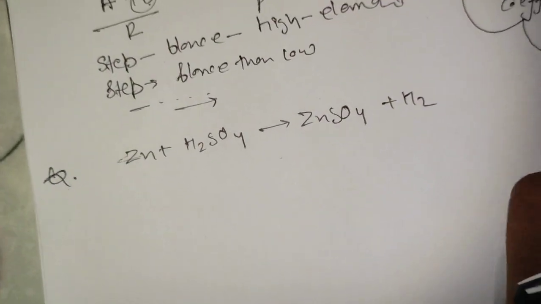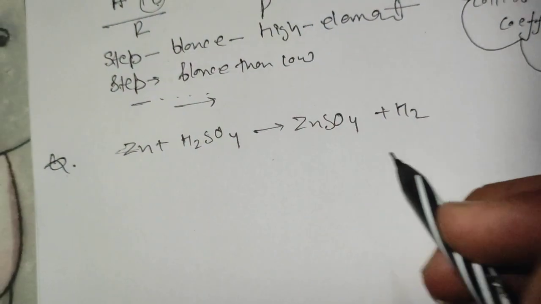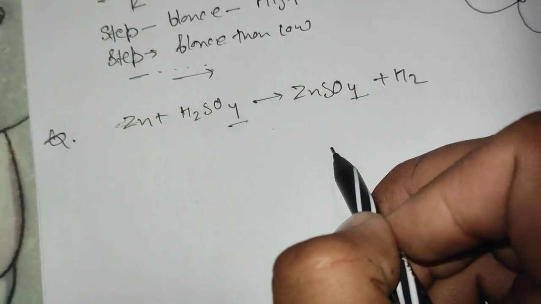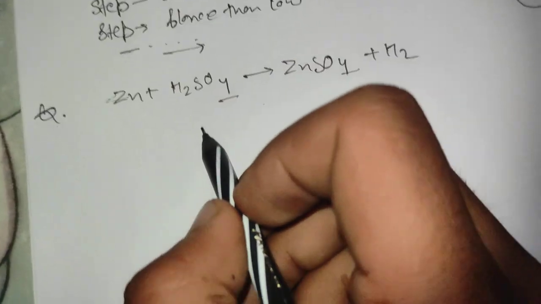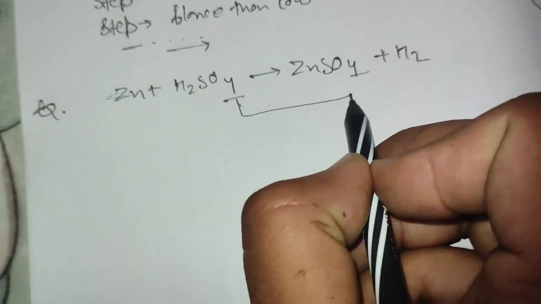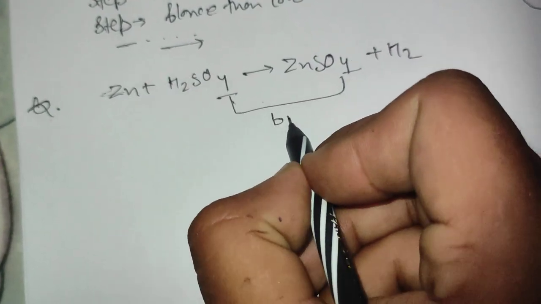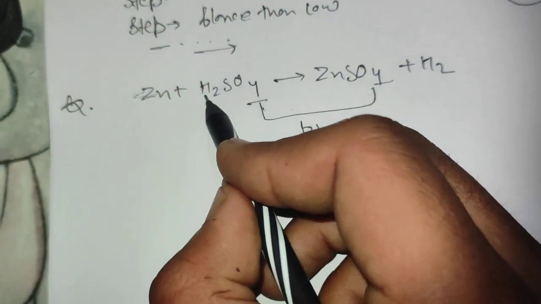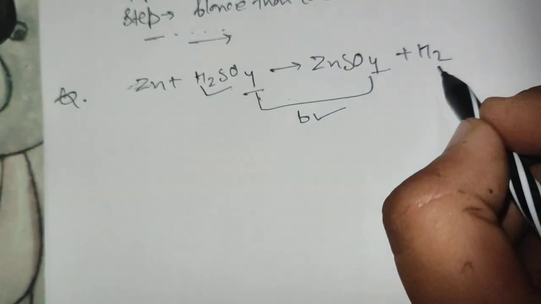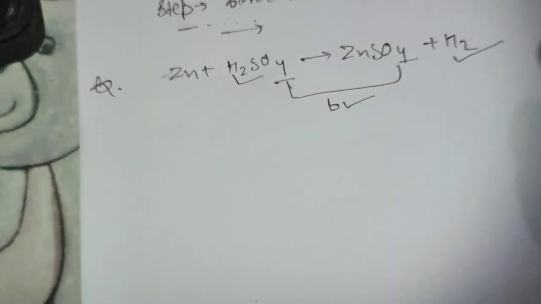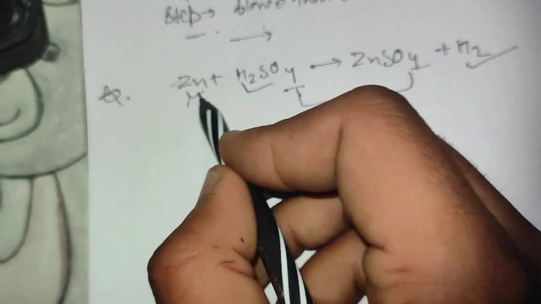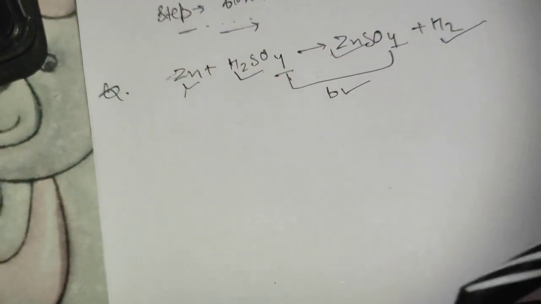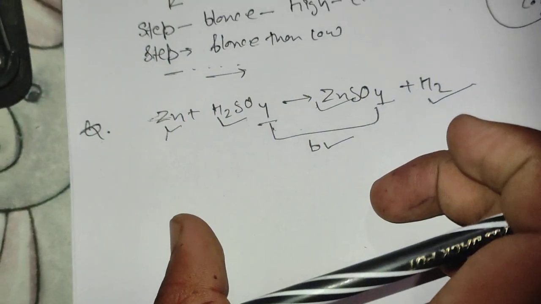Now it's time for balancing. The first step is to balance the higher element. The higher element here is oxygen. Is the oxygen balanced in both cases? Yes, oxygen is balanced in both. And second is the lower, which is the hydrogen. Is the hydrogen balanced? Yes, hydrogen is balanced. And the lower is zinc. Is zinc balanced? Yes, zinc is balanced. So basically the overall reaction is balanced.